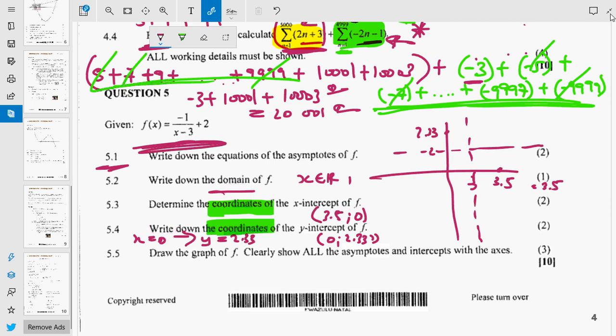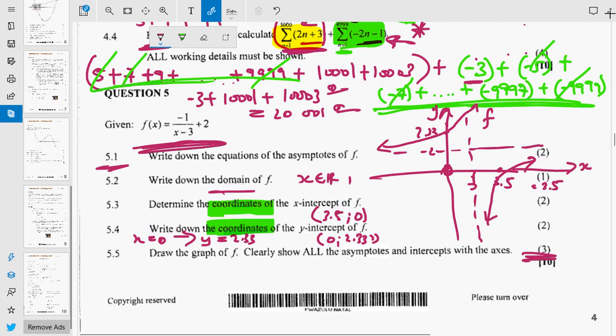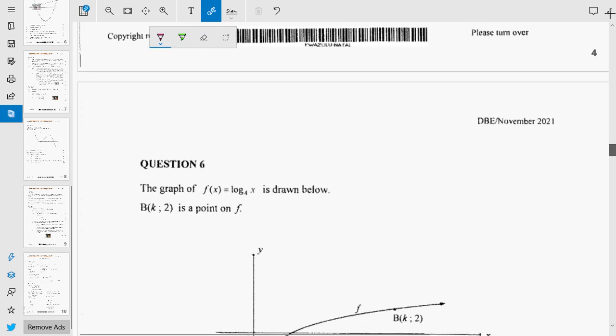Now a is negative, so this means I'm going to have something like this. So this will be the graph. This is the graph of f. This is the y-axis, this is the x-axis, and this is the origin. And there you're going to get your 3 marks. So this is a very straightforward question. Right, and on to question 6.